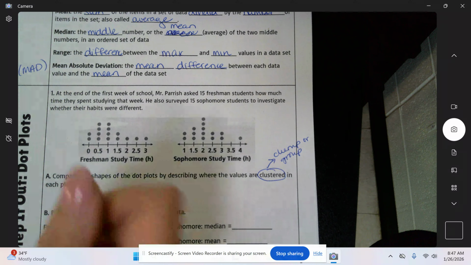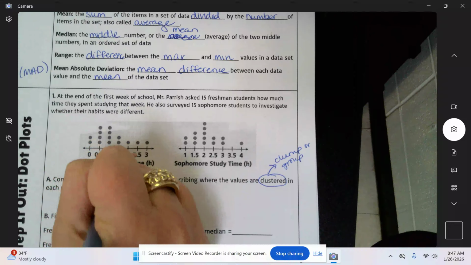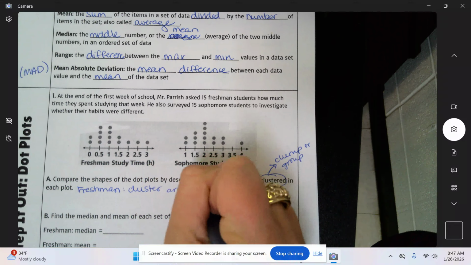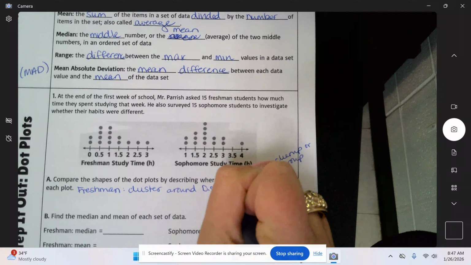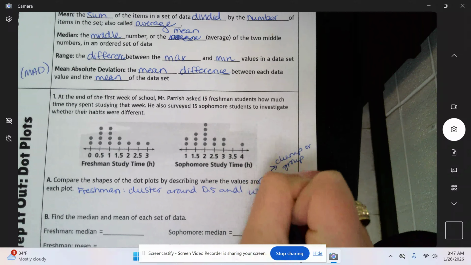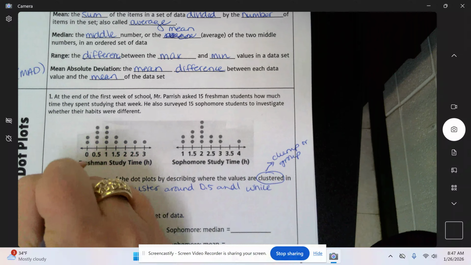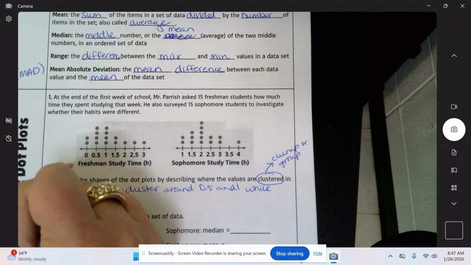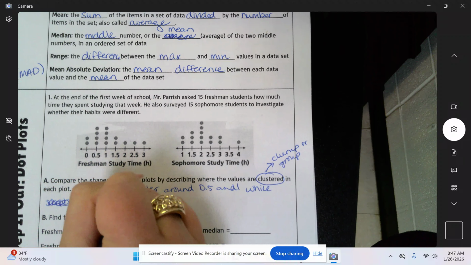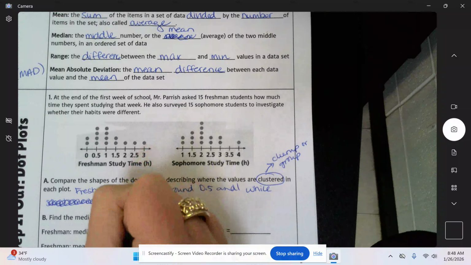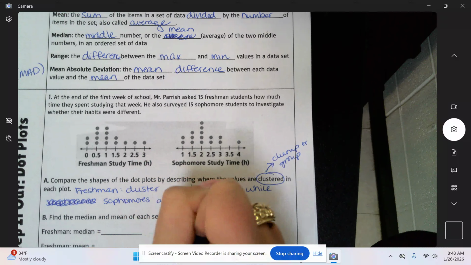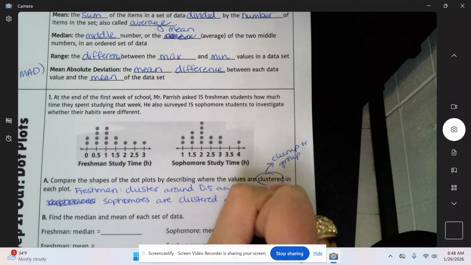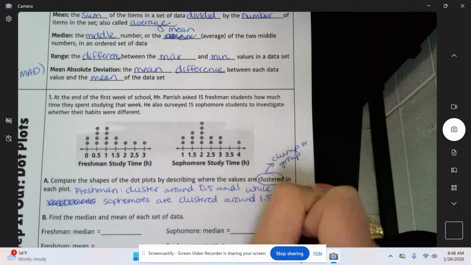So, we could say freshmen cluster around 0.5 and 1, while sophomores, if I could spell sophomores correctly, are clustered around 1.5 and 2.